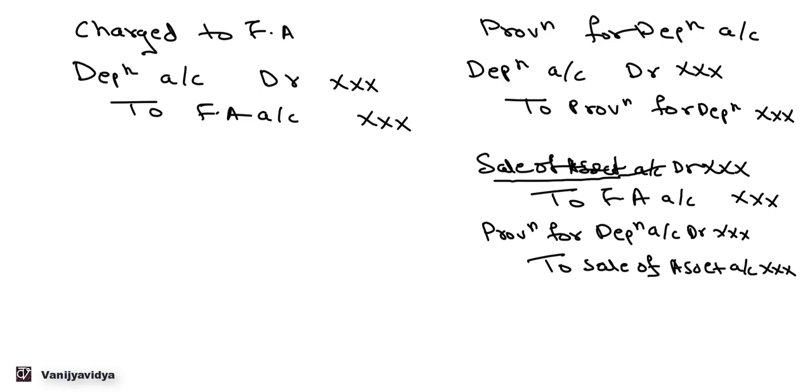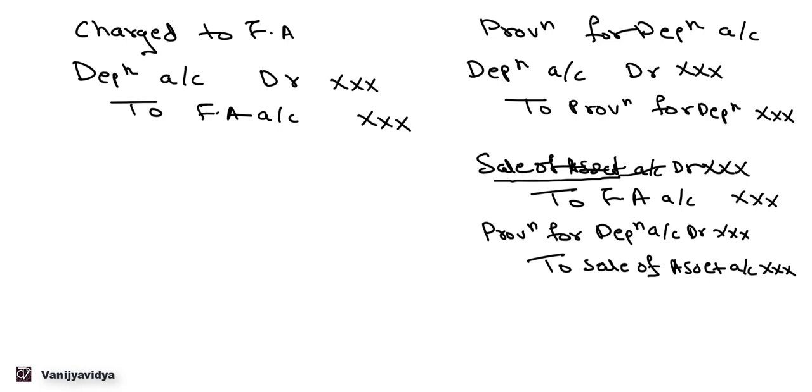So your sale of asset account reflects the WDV of that asset on the date of sale. Whereas in the case wherein you charge depreciation directly to the fixed asset, it already has the WDV as on the date of sale. So you need not create any separate sale of asset account in this method when you charge depreciation directly to the fixed asset.